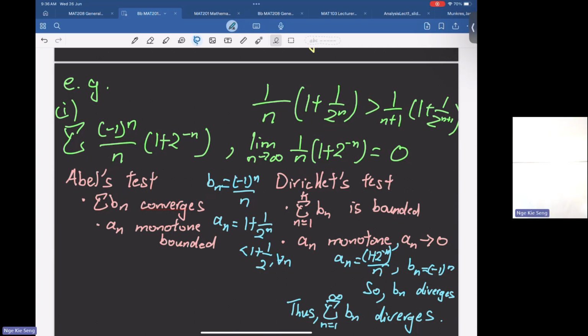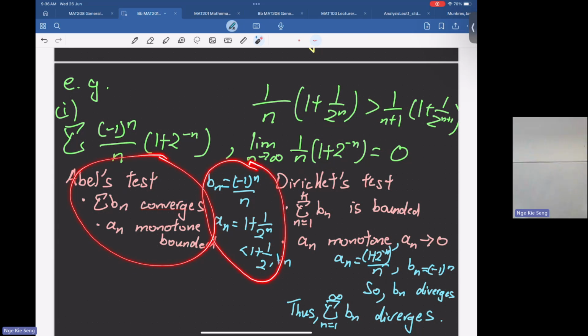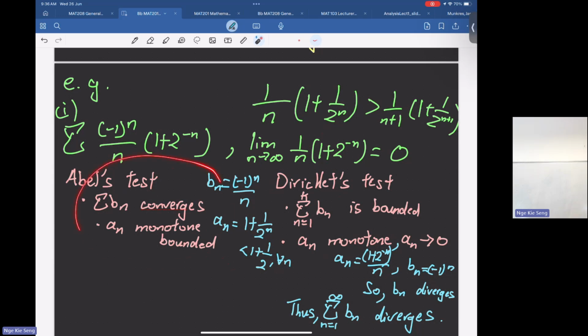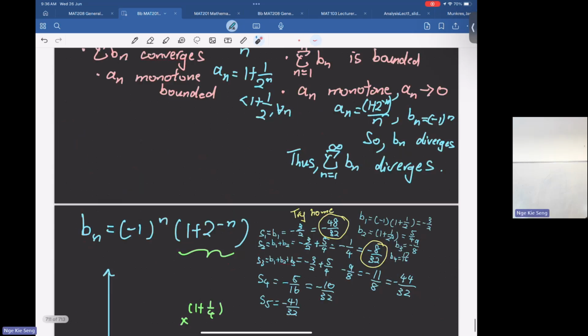But the problem here is I want to say that if the choice is true for Abel's test, it might not be true for Dirichlet test. This is the example of Abel's test not implying Dirichlet test. So if I'm going to use Dirichlet test, then we need to make a different choice of AN and BN than the one that works for Abel's test. Does it make sense? Okay, I think this is quite good.